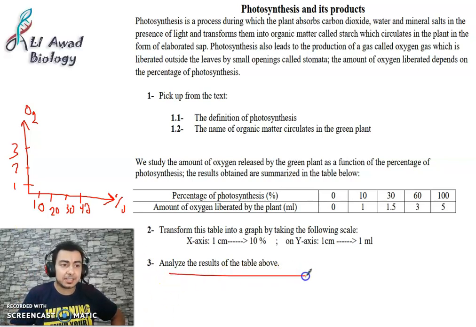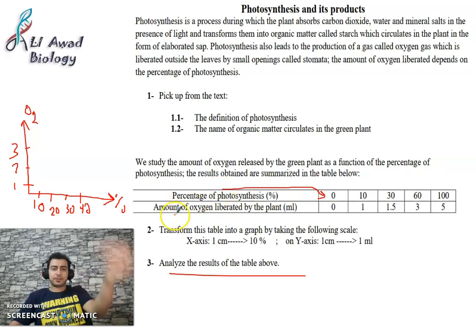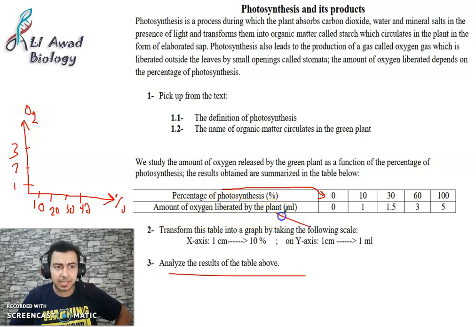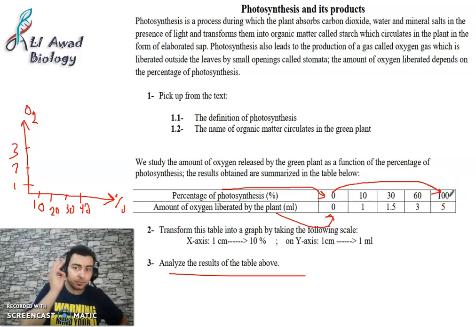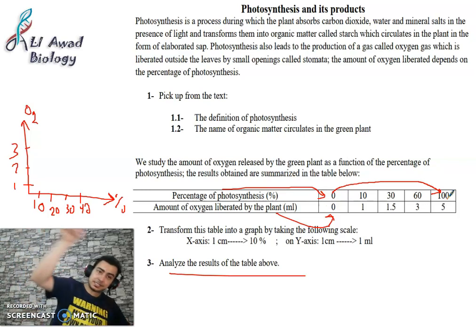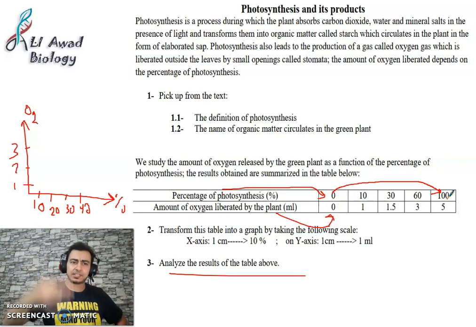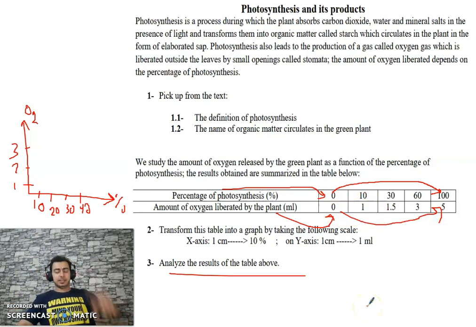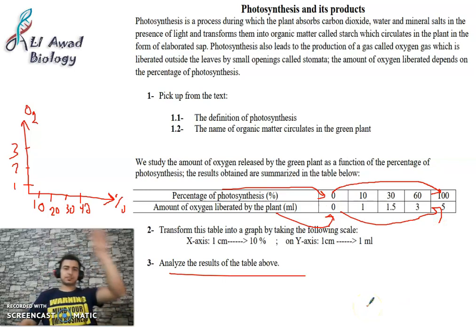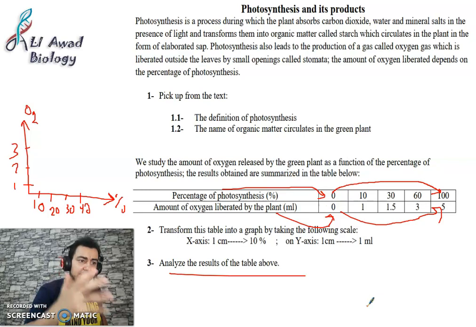قبل. Analyze the results of the above table. Simple، بقول له when the percentage of photosynthesis was 0، لما كانت صفر، the amount of oxygen gas liberated by the plant was 0 milliliter. When the percentage of photosynthesis increased to 100%، لما زادت من الصفر للمية، the amount of oxygen gas liberated by the plant increased from 0 to 5 milliliter. You have to say increased or decreased حسب شو الحالة.